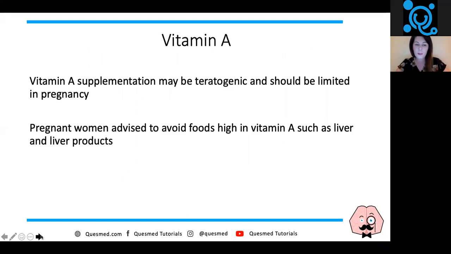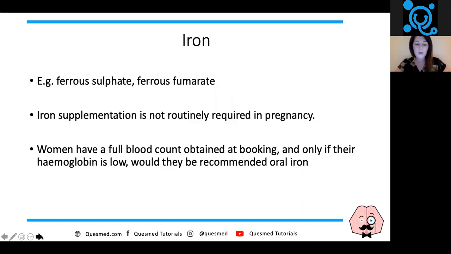A wee note about vitamin A. So vitamin A supplementation in pregnancy can be actively dangerous. Excessive vitamin A is teratogenic and should be limited in pregnancy. In fact, pregnant women are advised at booking to avoid foods high in vitamin A, such as liver and liver products.